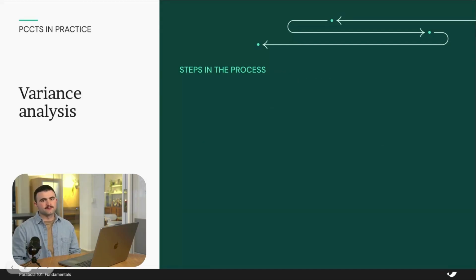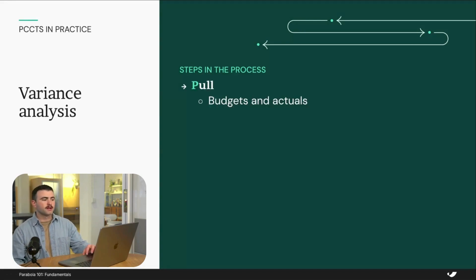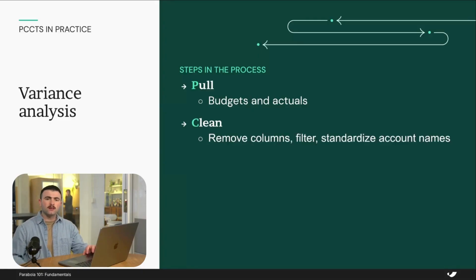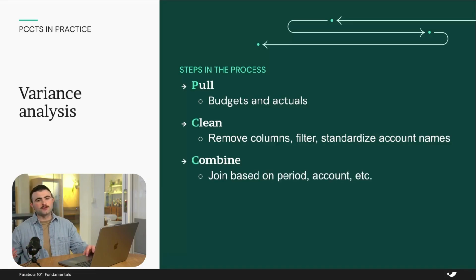Take variance analysis, for example, where maybe we want to compare budgets versus actuals. We might get started by pulling in these two data sets before we clean them, doing things like removing columns, filtering down our data set, and standardizing account names before ultimately we combine that data based on unique identifiers like the period plus account.